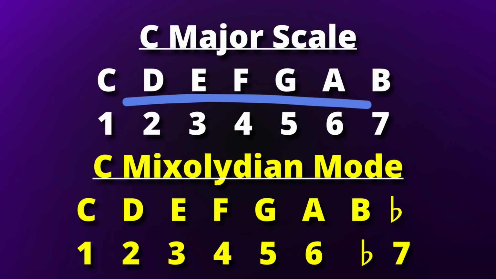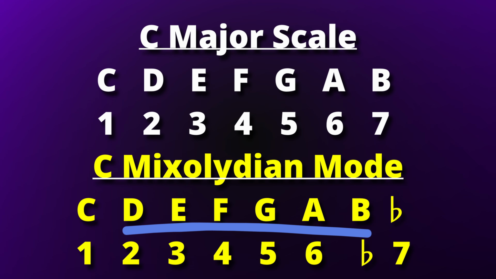Mixolydian is easy to understand. It is identical to the major scale, but with a flat seventh. For example, C major has the notes C, D, E, F, G, A and B. If we lower the seventh note B by a semitone or half step, then we have B flat. This is the flat 7 note in the C Mixolydian mode.